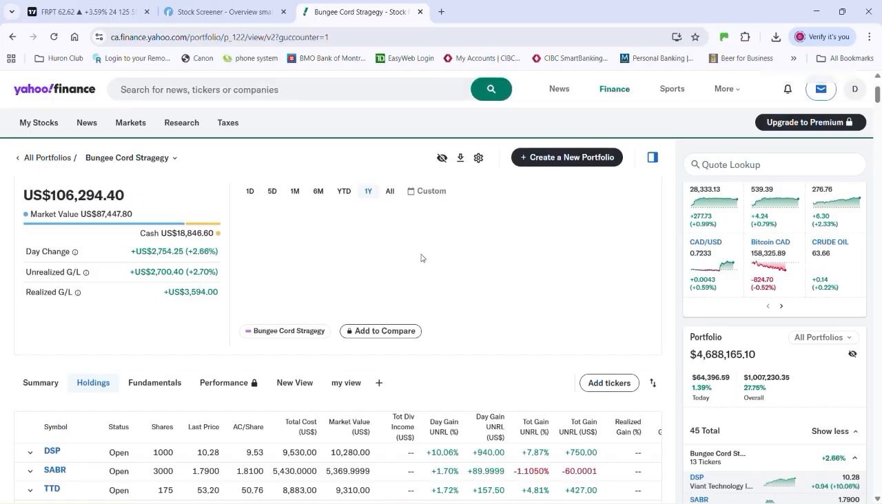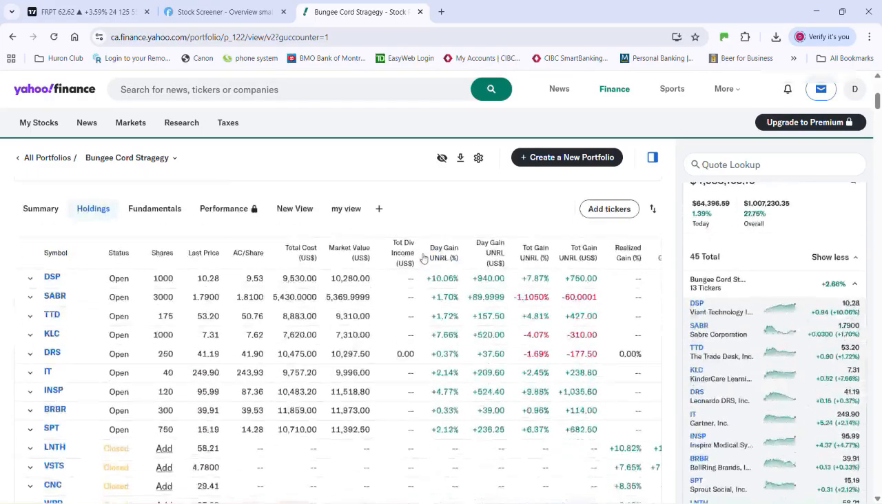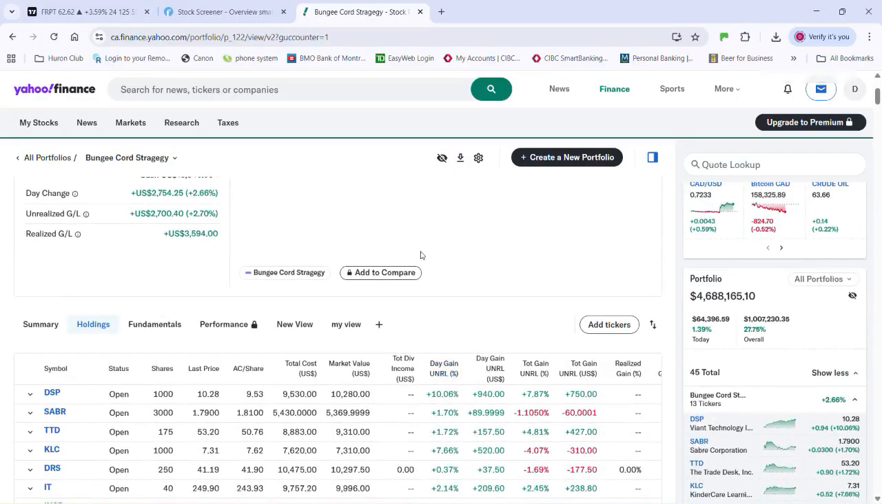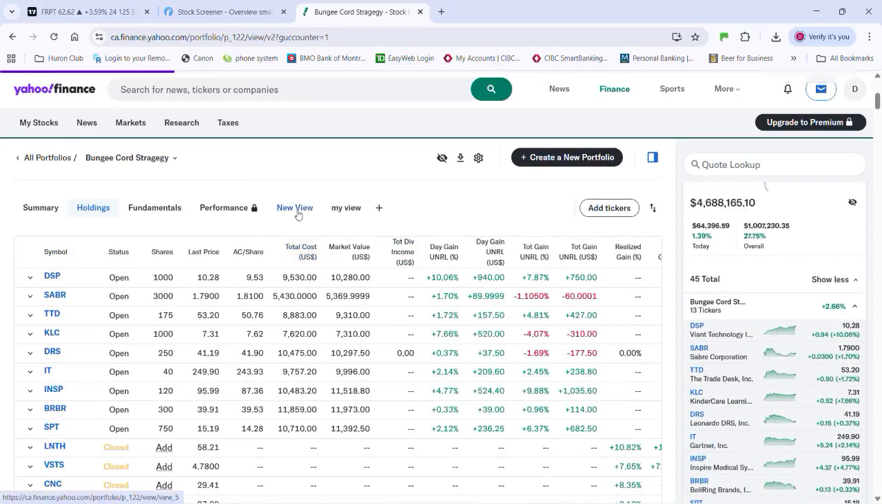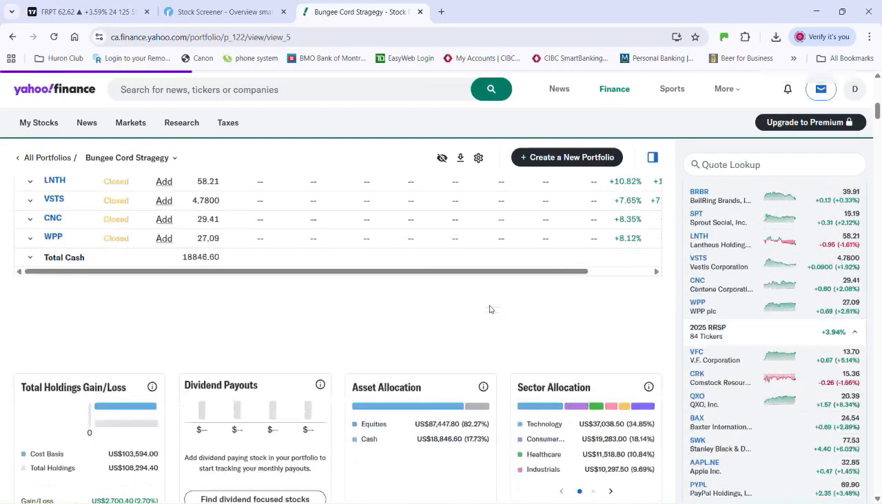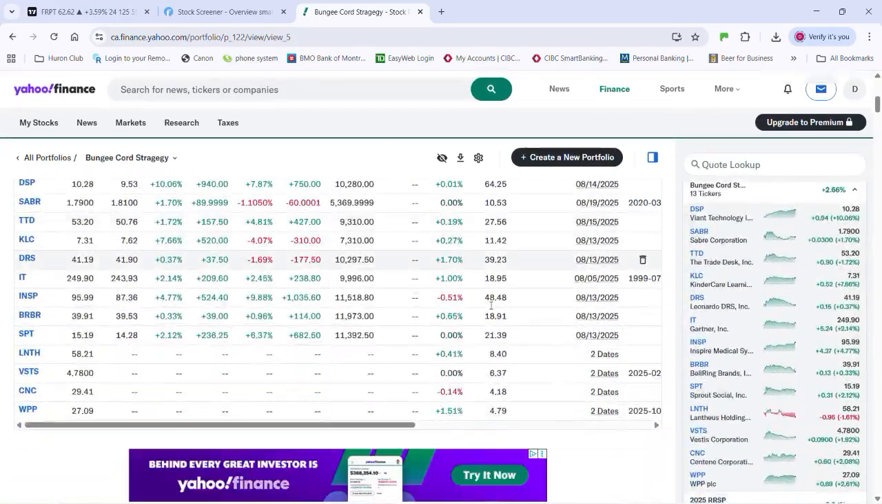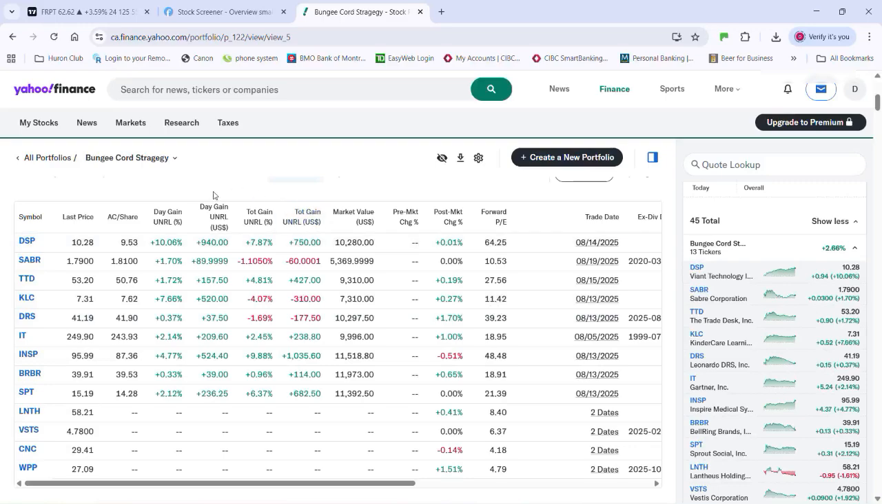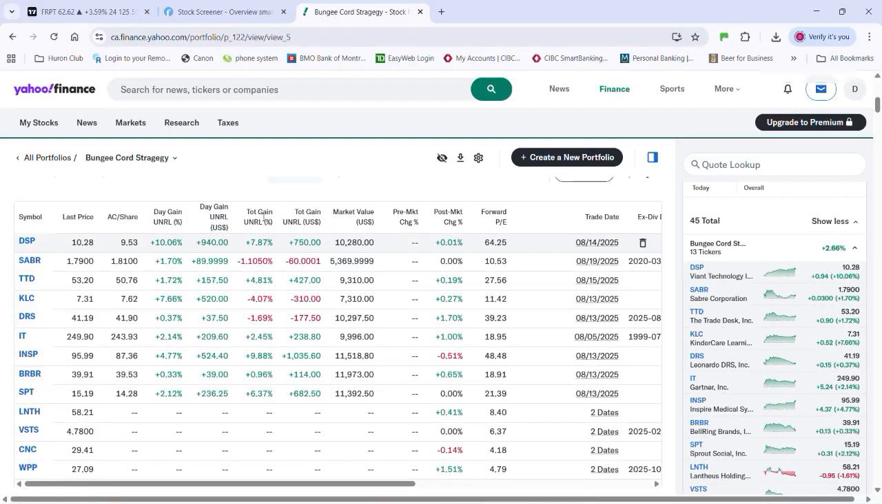And then we're talking about FRPT and DSP. You can see there's my DSP, and DSP is up 7.8% for my total gain. Very nice. I didn't buy the Fresh Pet. I thought I bought Fresh Pet. I think I bought Fresh Pet in another portfolio. Either way, all these were put into place.